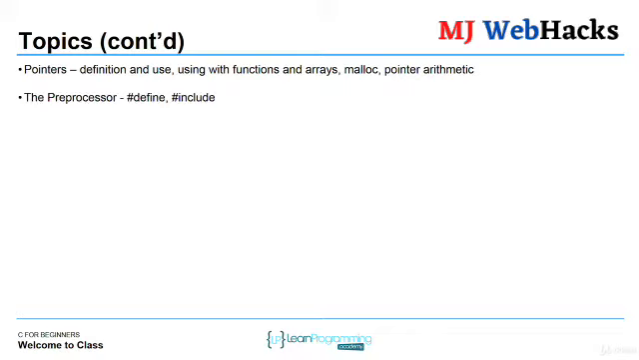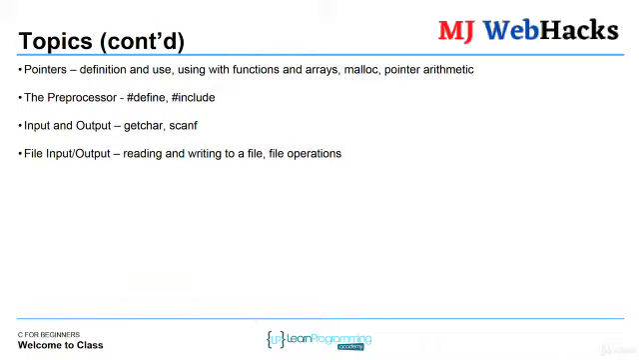The preprocessor we're going to learn about. This is the step that happens before the compiler. Specifically, there are directives that you need to understand, like define and include. We'll go through that. We're going to go through input and output, how you can read and write data to the console. We've talked about printf. We're going to go into a little more detail into that by using getchar and scanf, format specifiers, things like that. We're also going to talk about how you can read and write data to a file.